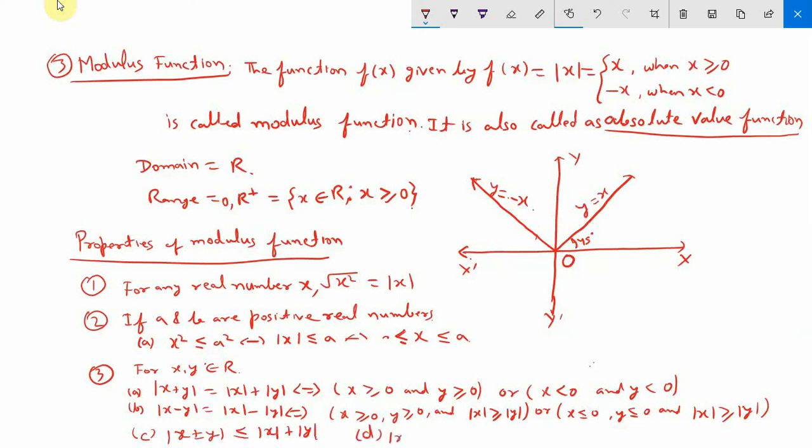And the next one is |x ± y| ≥ ||x| − |y||. Okay, so this is all about the modulus function. The next function we will discuss is the greatest integer function. So let me clean this. So this is the fourth special type of function, the greatest integer function.